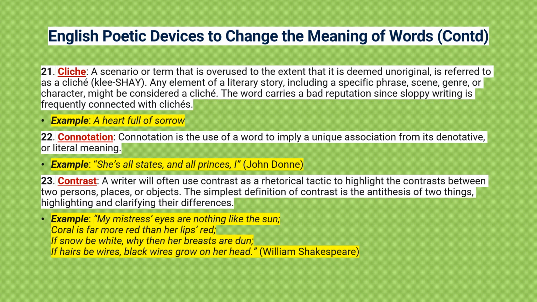Connotation is the use of a word to imply a unique association from its denotative or literal meaning. Contrast: a writer will often use contrast as a rhetorical tactic to highlight the differences between two persons, places, or objects. The simplest definition of contrast is the antithesis of two things, highlighting and clarifying their differences. Examples are already given to you for your reference. Once again, I repeat, they are not very commonly used poetic devices.